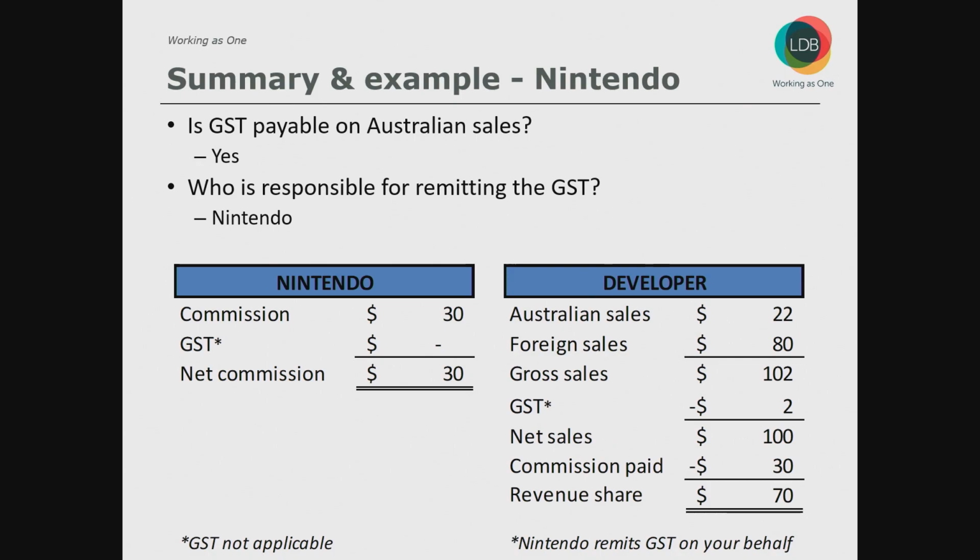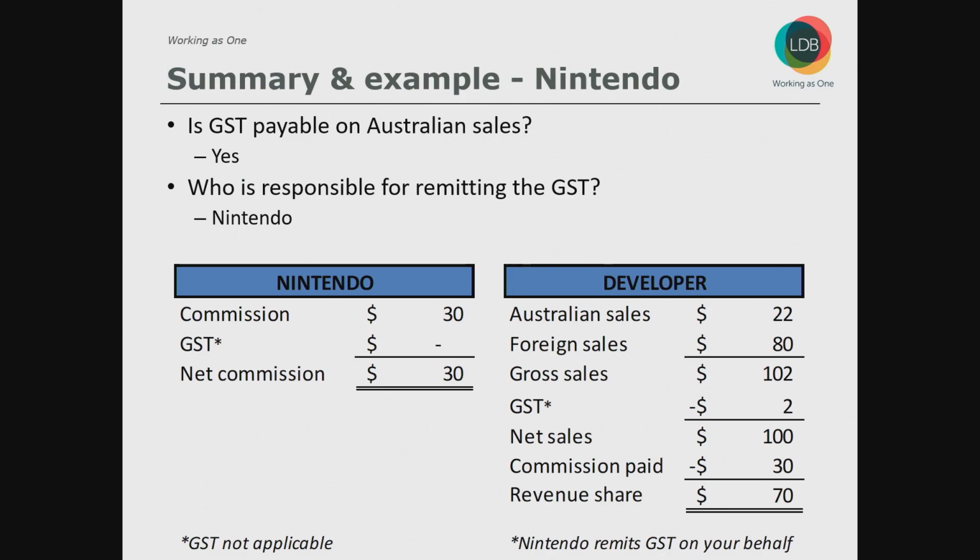On the slide, you can see that the total gross sales worldwide that we're using is $102. In this case, $2 relates to Australian end users, and it is Nintendo that is going to remit those $2 to the ATO. After the GST has been remitted, Nintendo will take a commission of 30% and pay the developer the remaining 70% share. Technically speaking, because of that agency relationship, you as the developer are the one making the sale to the end user.